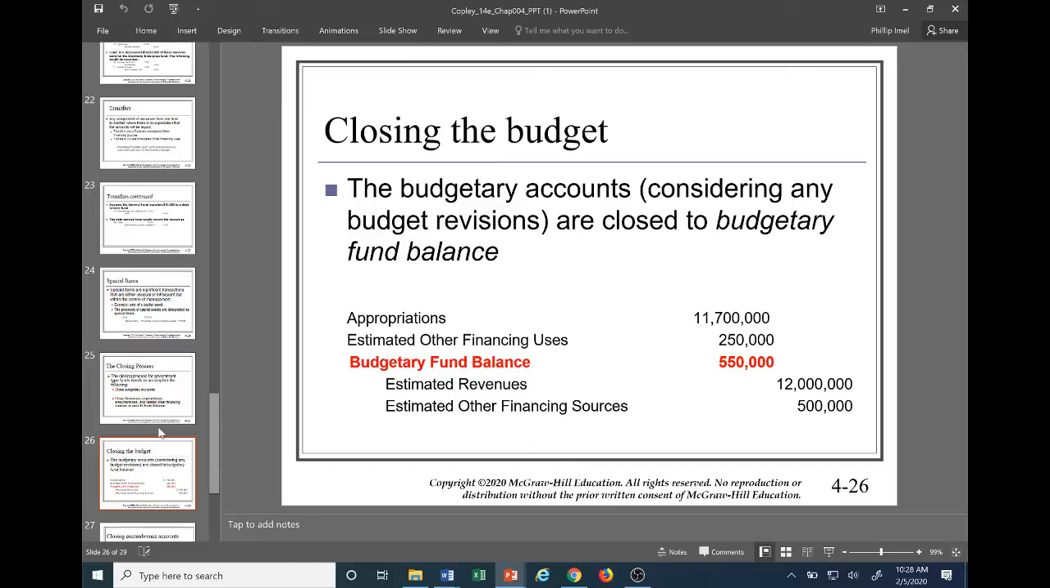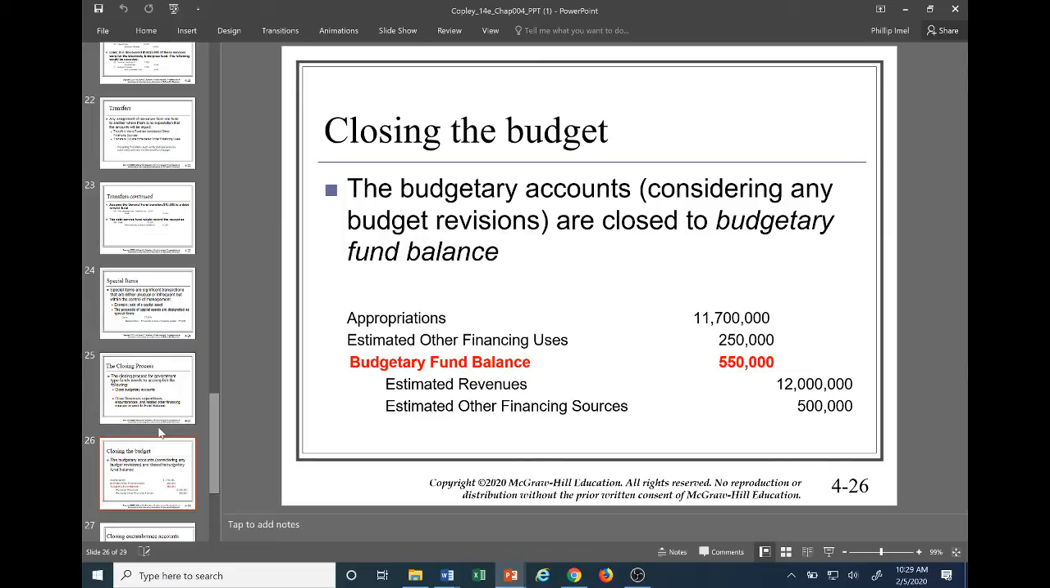So, closing the budget. We know budgetary accounts need to be closed, right? So we have to therefore close the budget. That's the only way to accomplish it. Considering any budgetary revisions, obviously, because the budget is going to be revised throughout the year, by the end of the year the revisions have already been made. They either have or haven't been. So considering any budget revisions, the accounts are closed to budgetary fund balance.